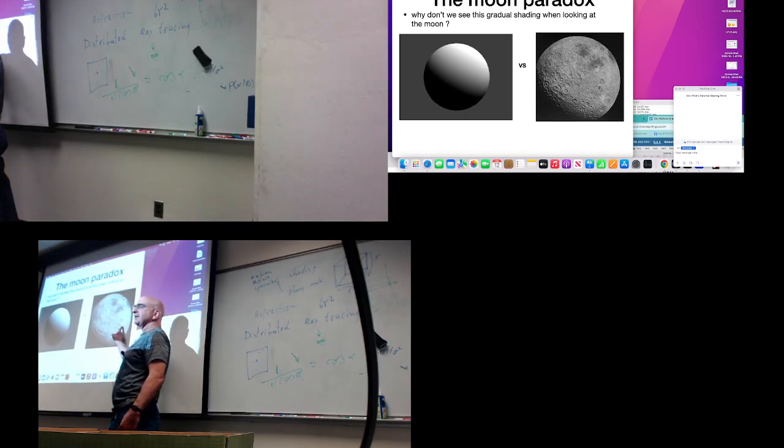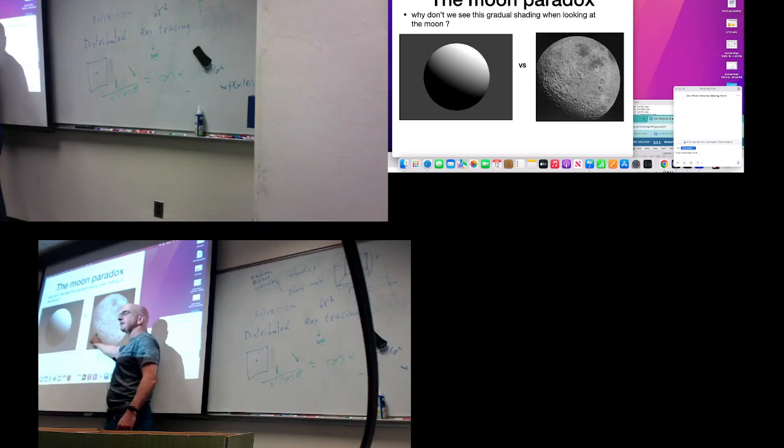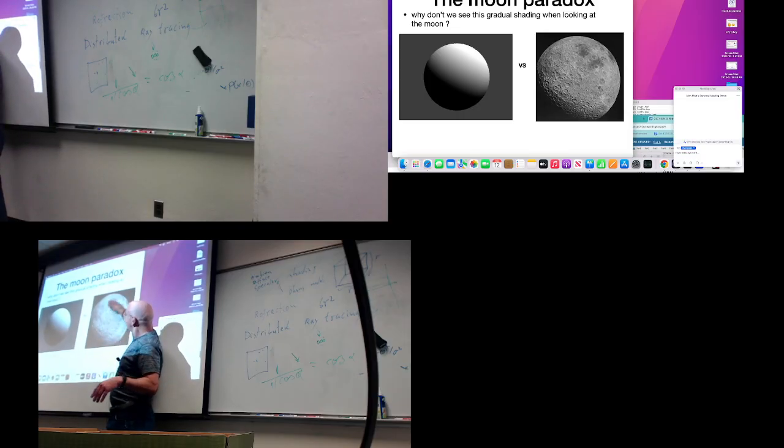I don't see any decrease in the intensity until I actually hit the equator. After the equator, it's not exposed to the sun, so it's dark. No problem. But around the equator, there is not one particularly bright point.